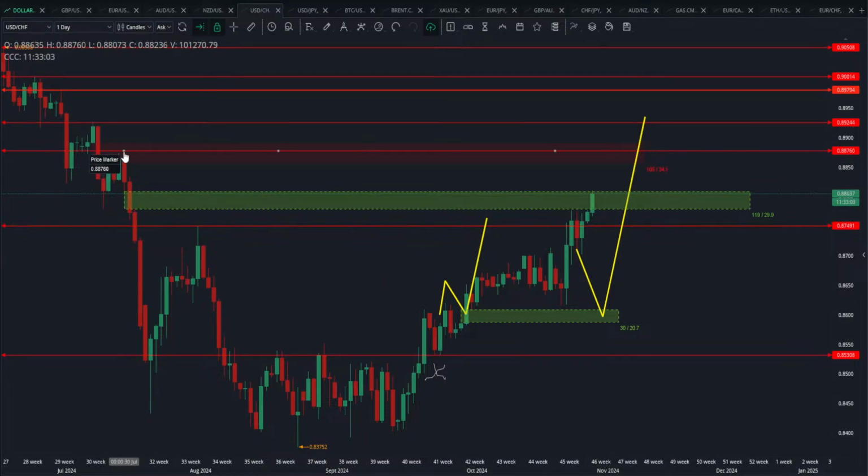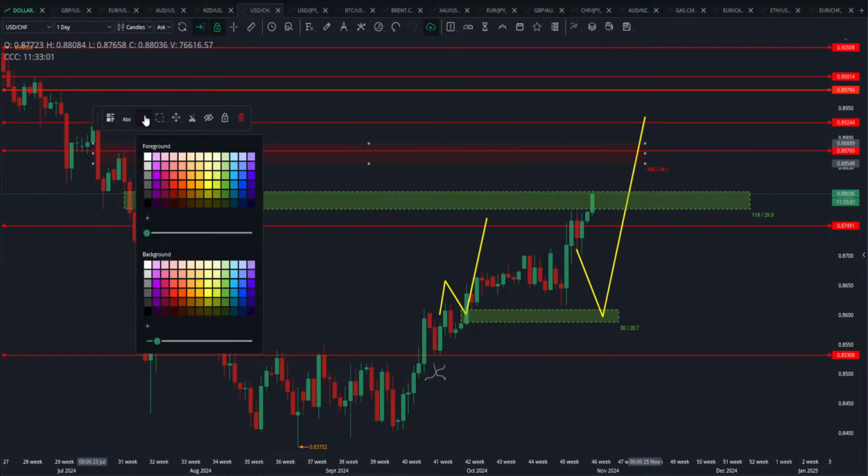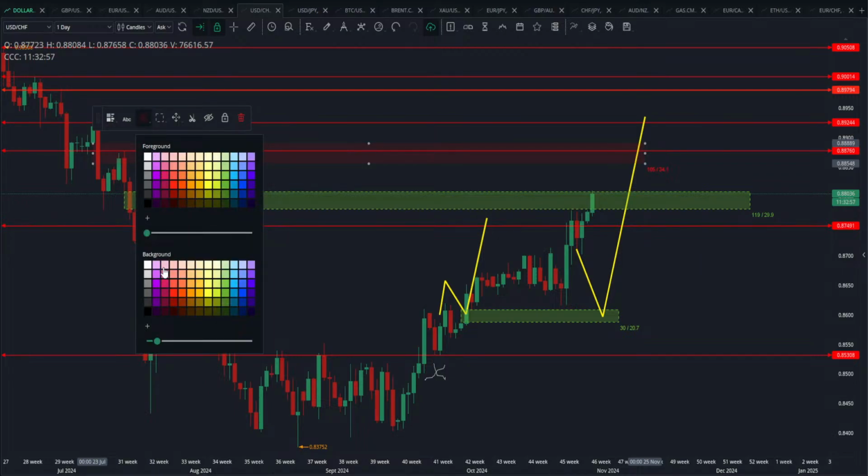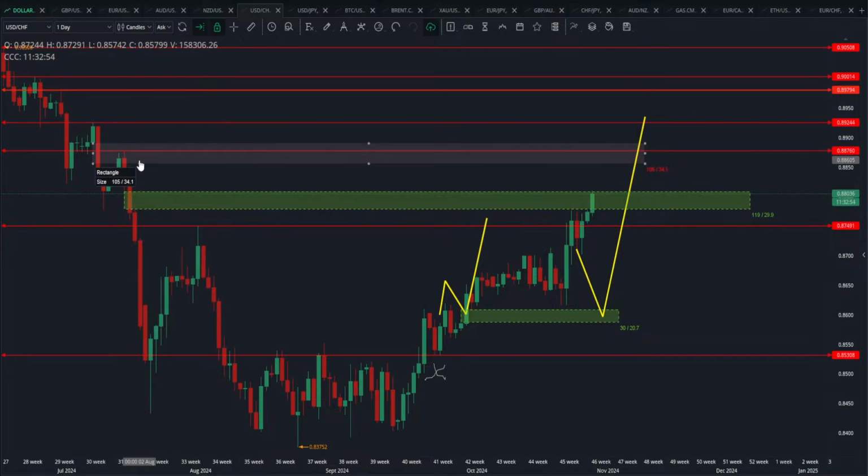Why is it not closed yet? Because, you can see, this high was not able to reach the high of the rectangle. So there's a possibility that this can send the price lower.